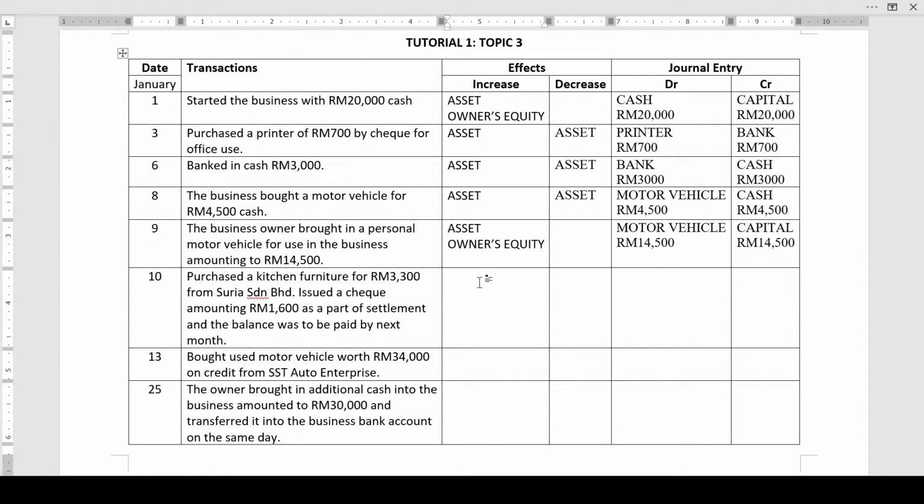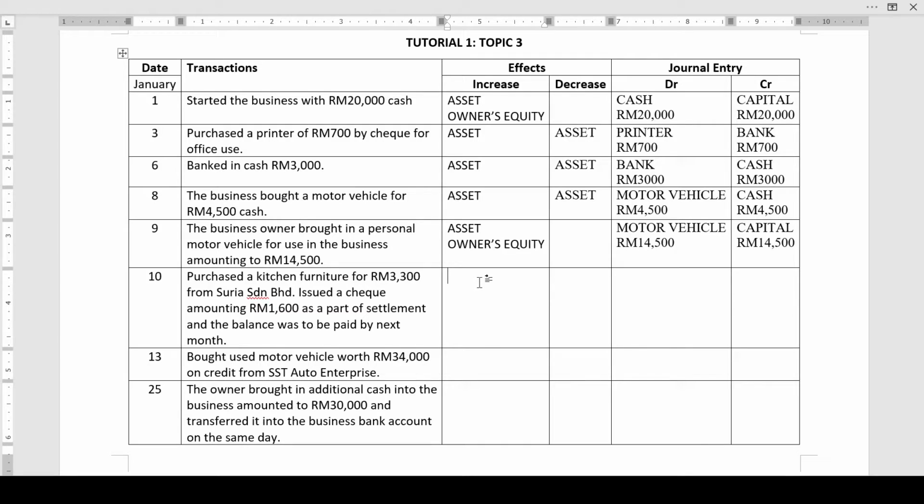So there are a few accounting equation items that will be affected here. Number one, purchase a kitchen furniture. Now the business owns a kitchen furniture. So what is a kitchen furniture? That is an asset. So what happened to the asset of the company? Now we add a new asset, so increase in asset.